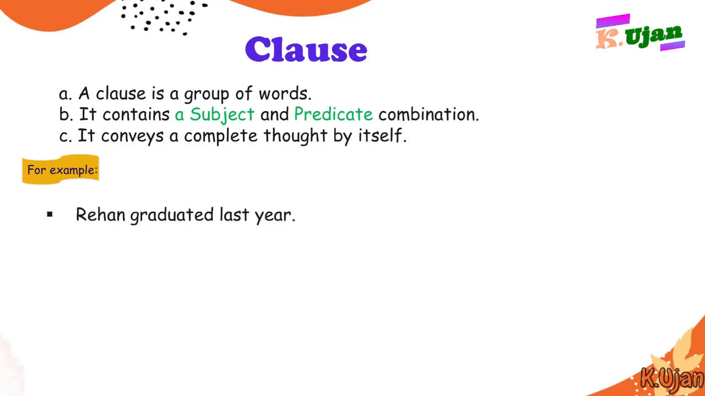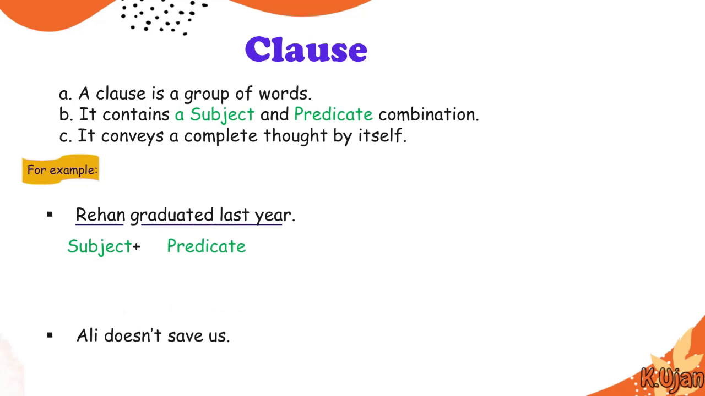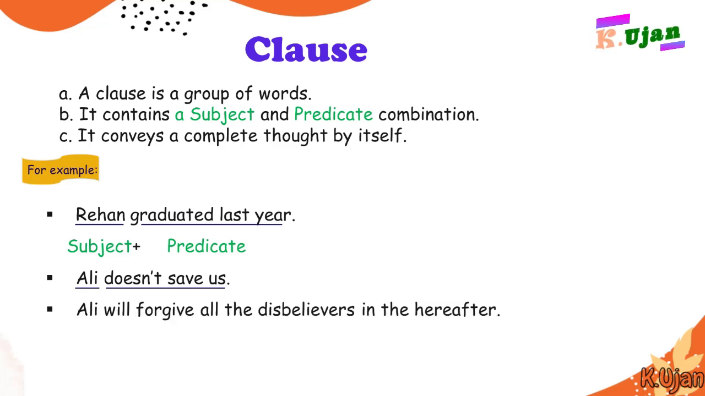As it is there, Rehan graduated last year. So Rehan is a subject and graduated last year is predicate. Now the subject predicate combination is called a clause. Rehan graduated last year. Ali doesn't save us. So Ali is a subject and doesn't save us is a predicate. Together, it is actually a clause. Ali will forgive all the disbelievers in the hereafter. Now, Ali is a subject and will forgive all the disbelievers in the hereafter is predicate. This subject predicate combination is known as a clause.